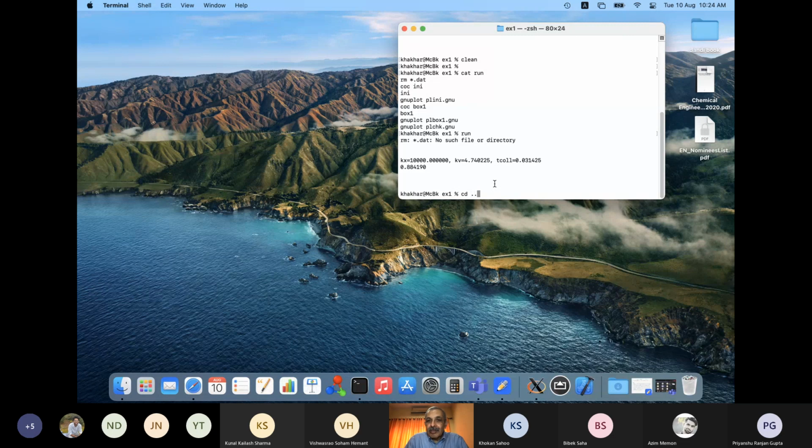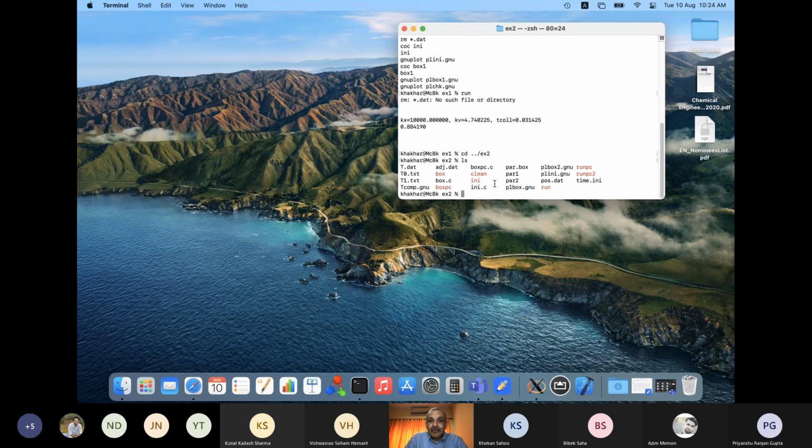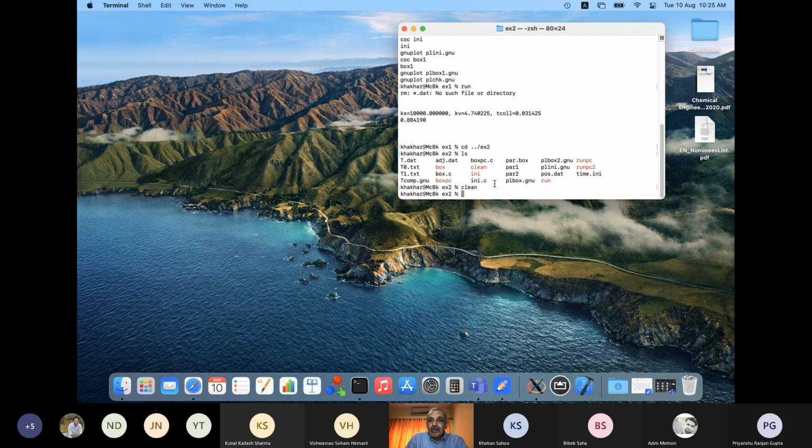We can go to the next example, just like the case for hard particles, now for soft particles. And here we have many particles. So again, this is the program run.